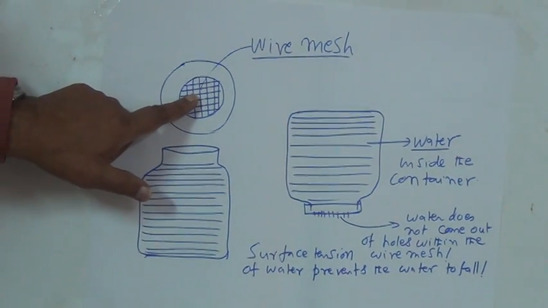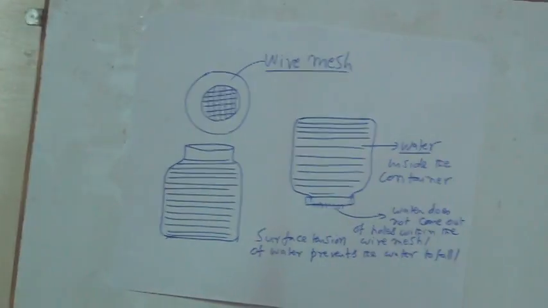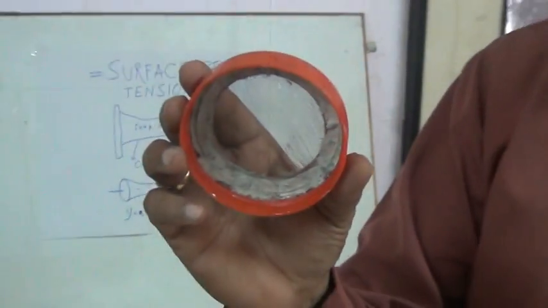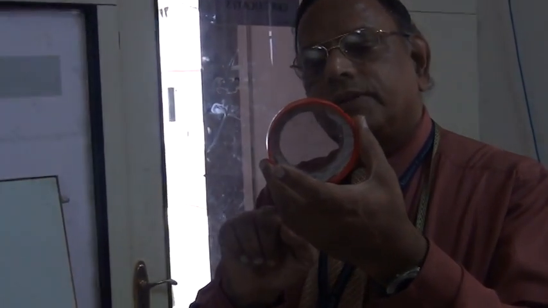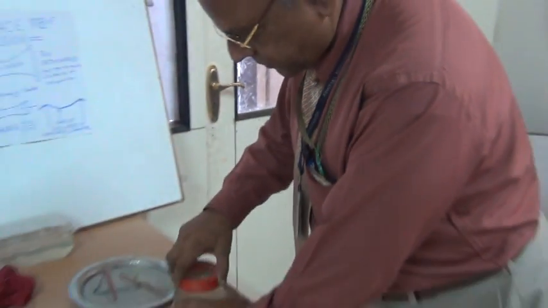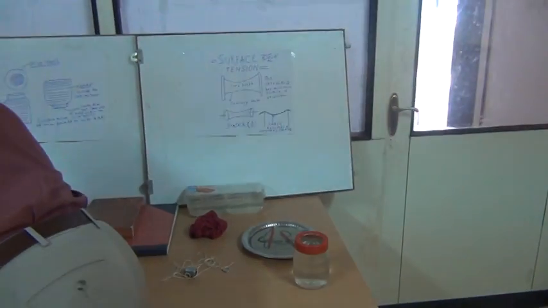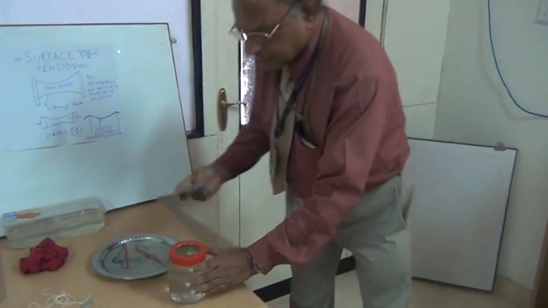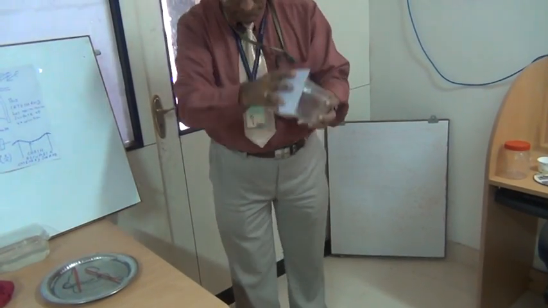Here is a mesh attached to the top end of it. It has got an annular hole in which I have attached a small mesh, wire gauze. Then I fill it with water, and I put it upside down.